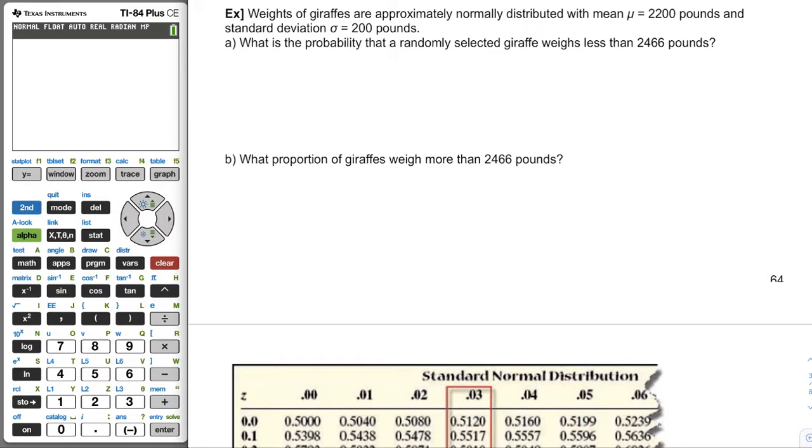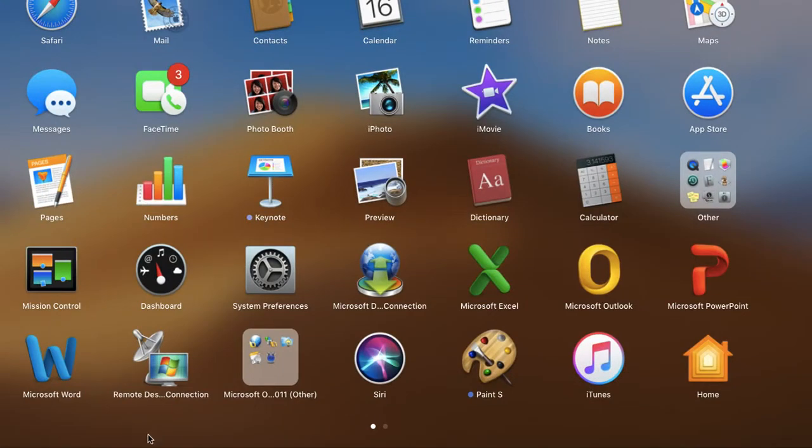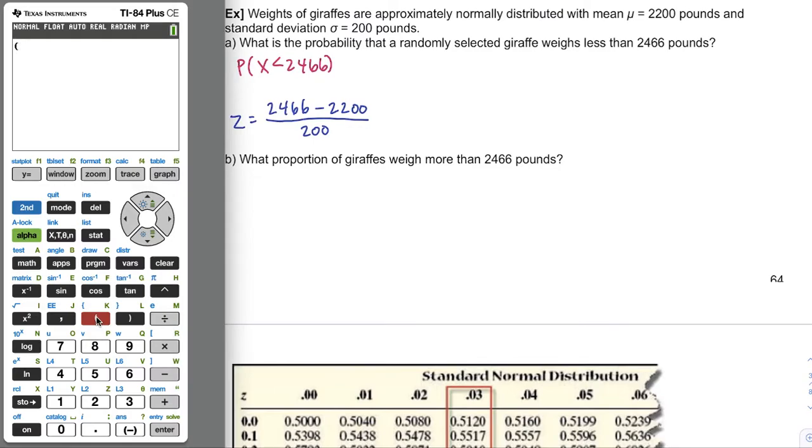So we're finding the probability that a giraffe weighs less than 2,466. So the first thing you do is you convert the x value to a z-score. So z equals the x value, 2,466, minus the mean. This is the z we used back in Chapter 3.4, divided by the standard deviation. So let's go ahead and put that in the calculator. We have 2,466 minus 2,200, divided by 200. Okay, so that's a z-score of 1.33.